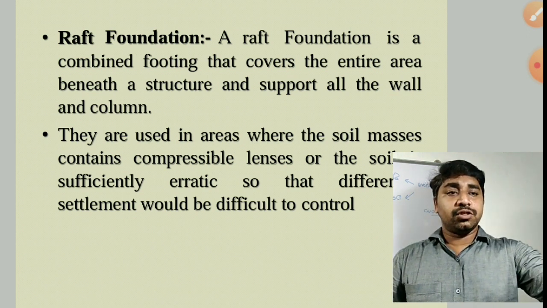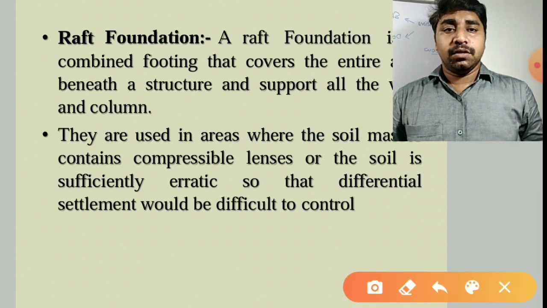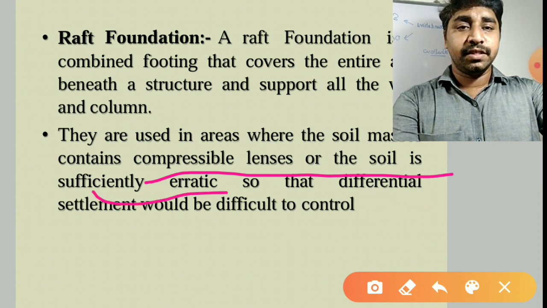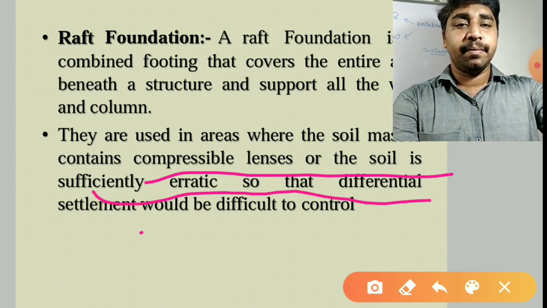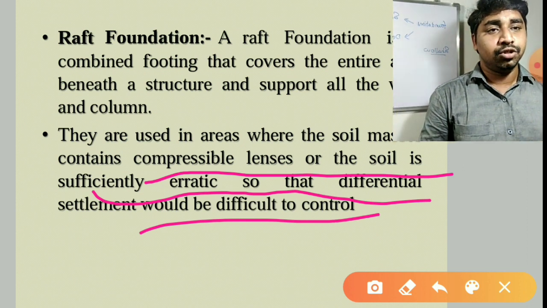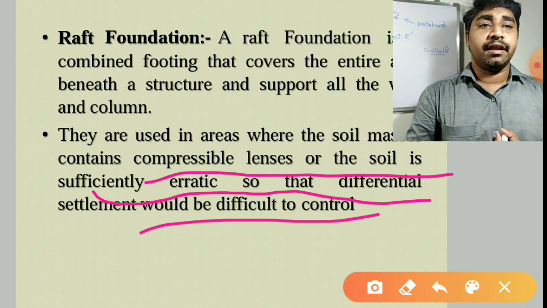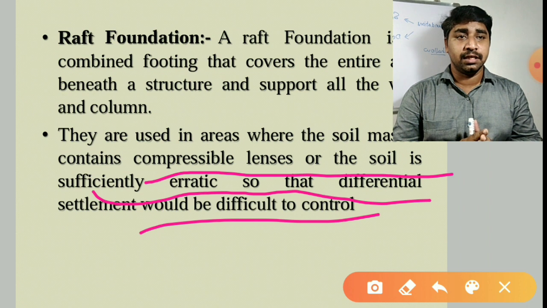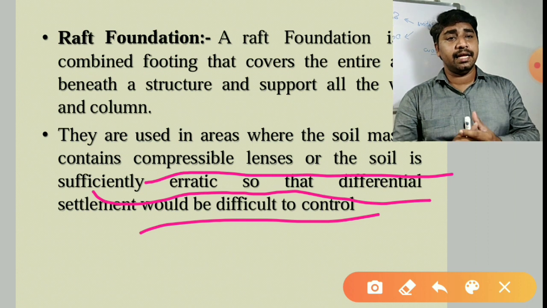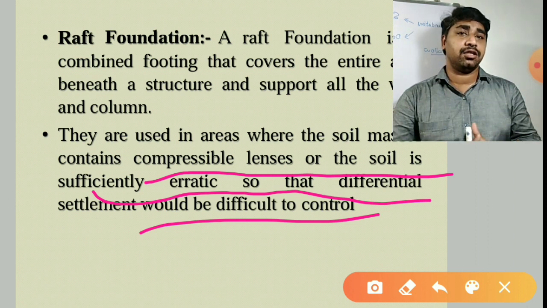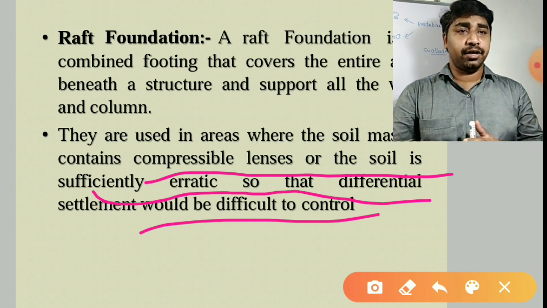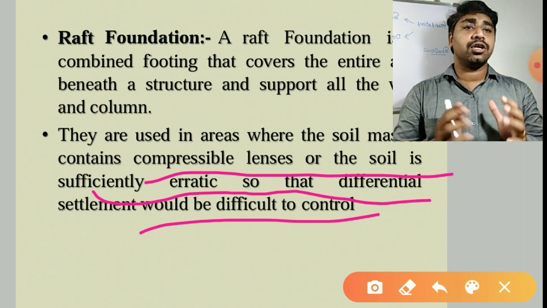Here it was shown. They are used in areas where the soil mass contains compressible layers of soil which are sufficiently elastic so that differential settlement will be more, and it will be difficult to control that differential settlement. So in those areas only we'll be using this raft foundation. Mainly in expansive soils also we'll be adopting these raft foundations. Why? Because they are highly plastic and highly active. In case of highly active soils also we'll be using raft footing. Why? Because uneven settlements may occur in the foundations. So this is about shallow foundations.